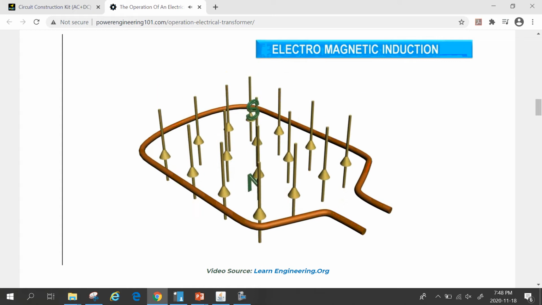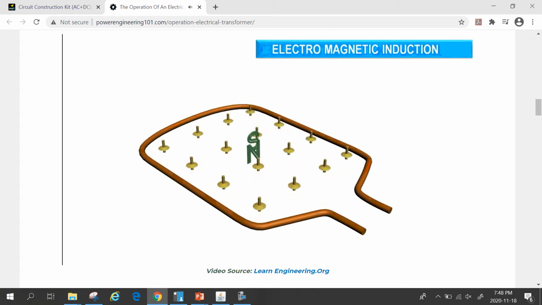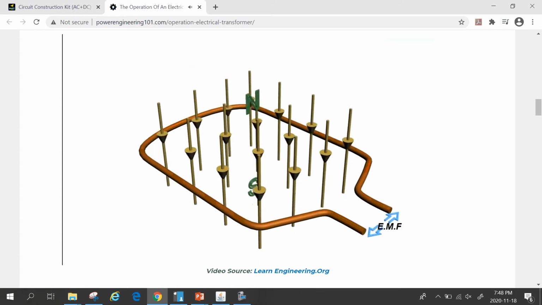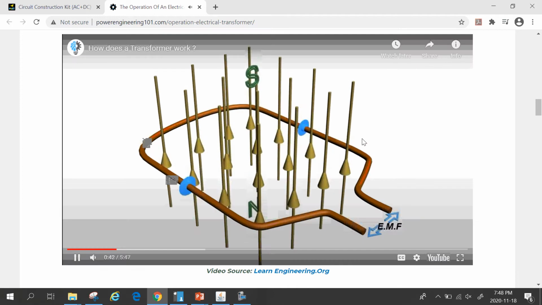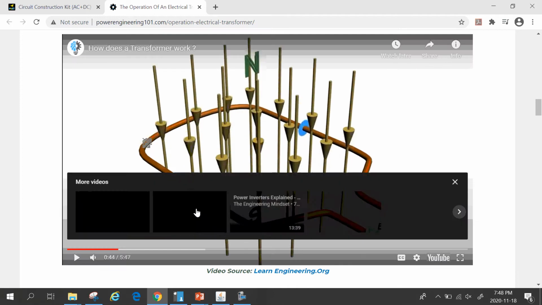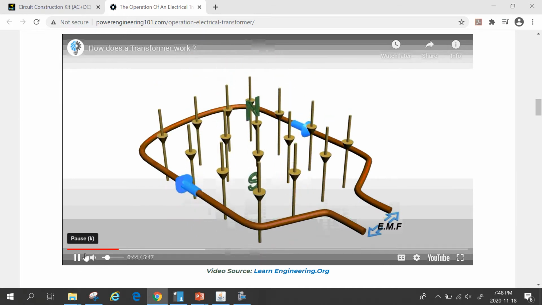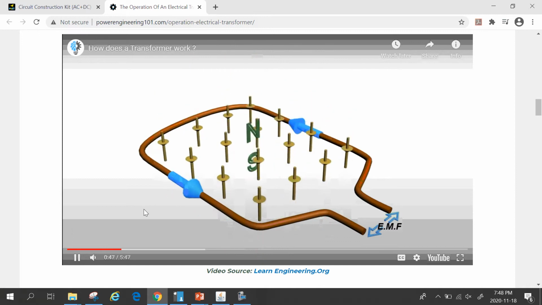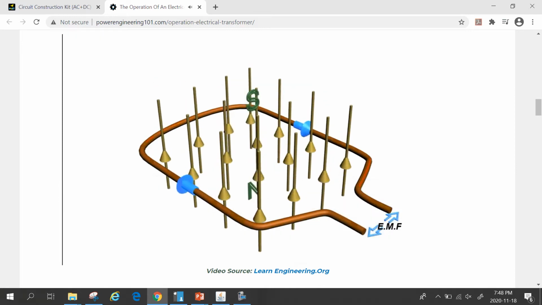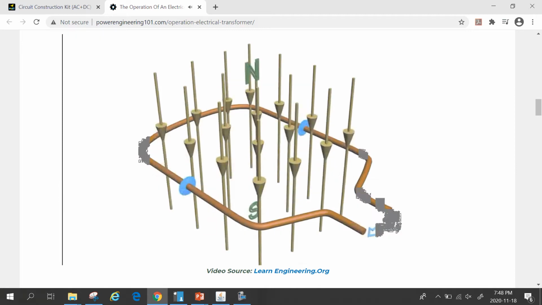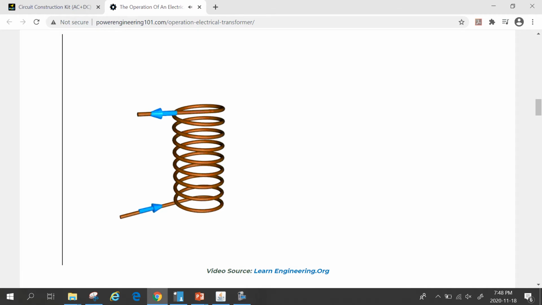Again, in another lesson, I do talk about this electromagnetic induction. Whenever you have a current going through a conductor, and we have a ring-shaped conductor here, whenever you have electrons going through that conductor, it is automatically going to generate a magnetic field. So what it's showing here is that the magnetic field is going in one direction, and then it changes and it's going in the opposite direction. And that's because the current is alternating current.